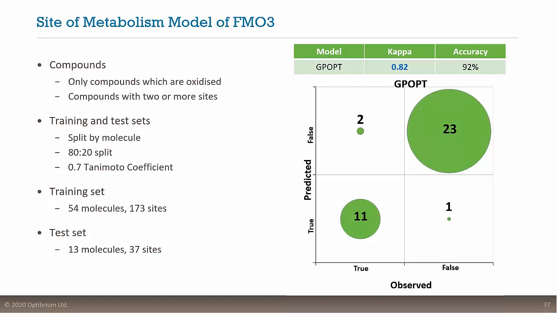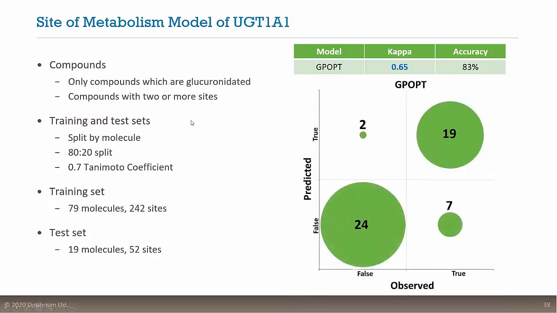For UGTs, I'm going to present to you the UGT1A1 model, and the setup for UGT models was the same. The training and test set were a little bit bigger, and the kappa value was 0.65, a little bit lower than the FMO models, but we're still happy. And as you can see, the big blobs are in the right place, and the small blobs are also in the right place. So yeah, this is essentially it. These are the models.